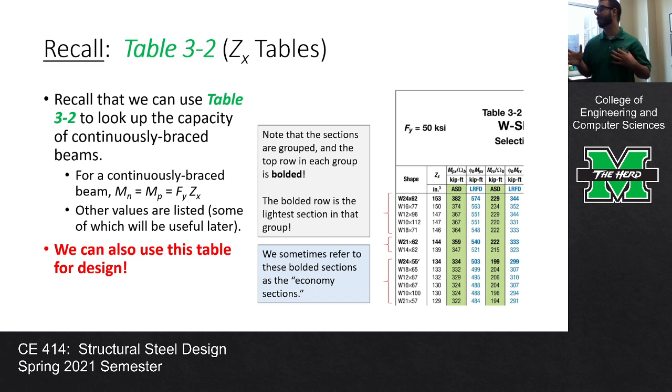Now, Mr. Romans asked a very poignant question last time. He asked what's the deal with the sections that are bolded, okay?